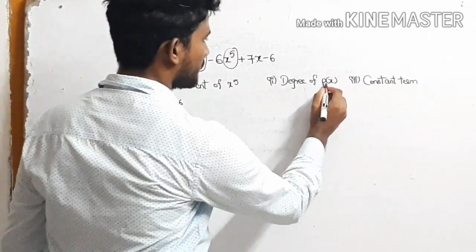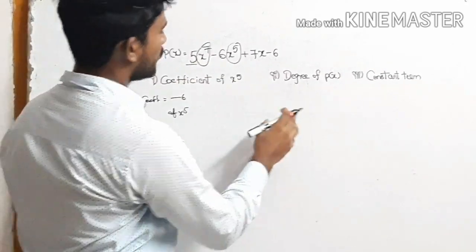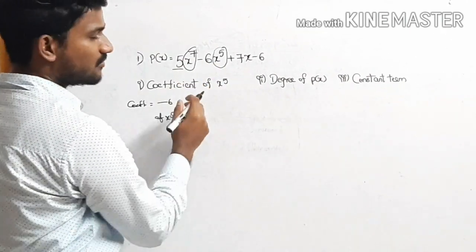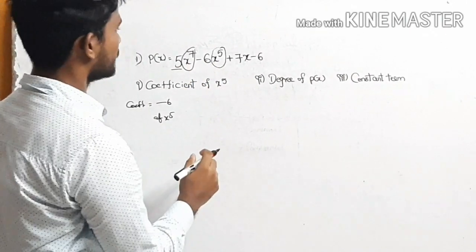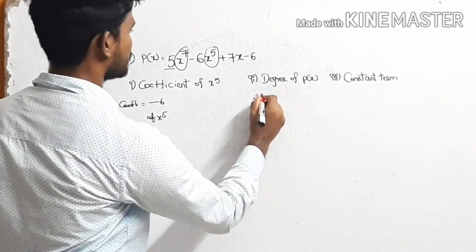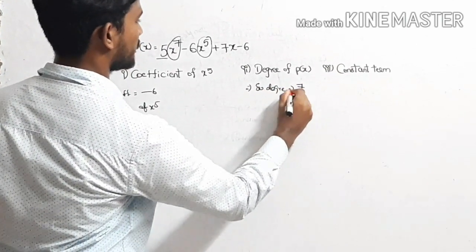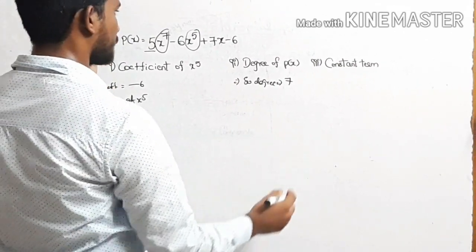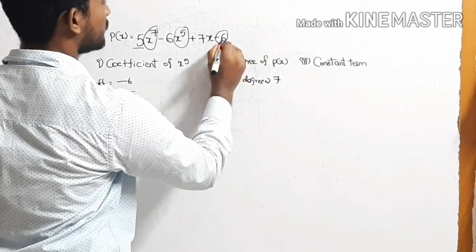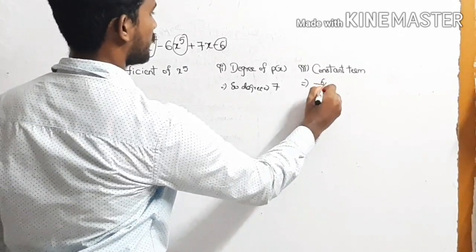Next one, degree of p of x. Degree means the term having the highest power. In this expression, x power 7 is the biggest power, so it is the degree of p of x. So degree equals 7. Next, constant term. Constant term means the term with no x. So minus 6 is the constant term.